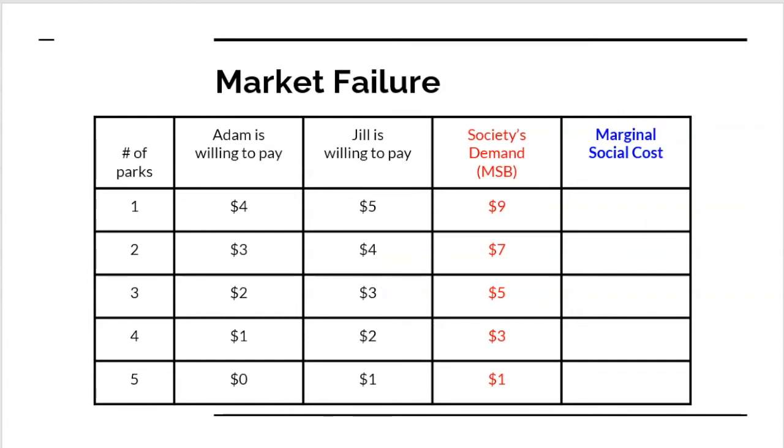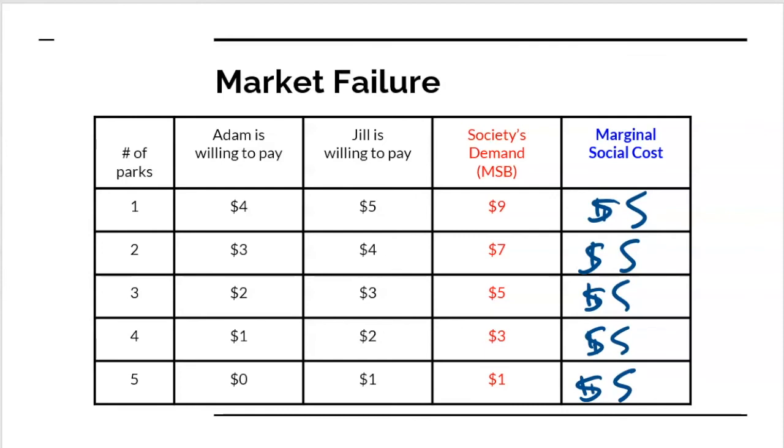We said at the very beginning that each park is going to cost $5. So the first park is going to cost $5. How much is the second park going to cost? An additional $5. What about the third park? To build the third park, it's going to cost an additional $5. The fourth park is $5, and the fifth park is $5 here.